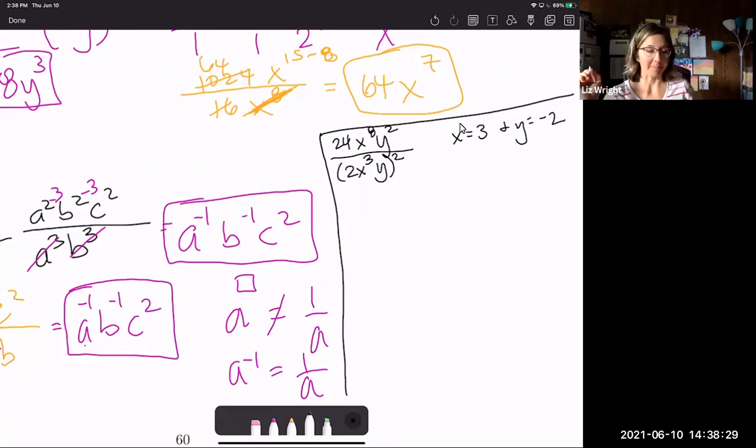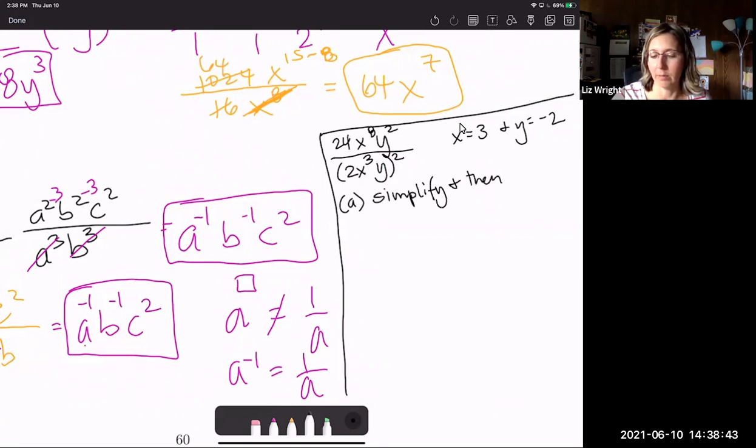So here's part A. Part A says simplify, then evaluate. Simplify and then evaluate. This is one you might want to highlight so that you're knowing the difference between these two processes, because part B is going to be evaluate and then simplify.